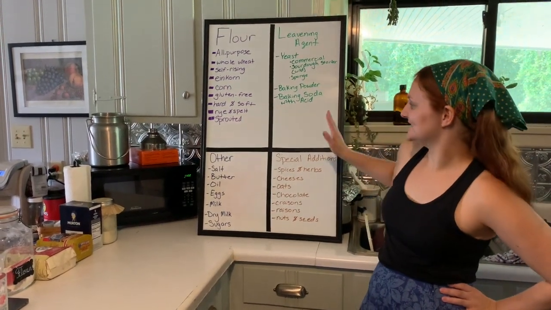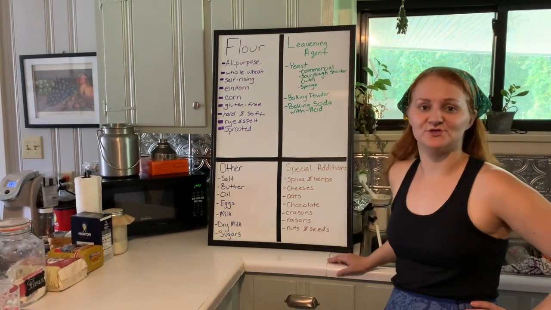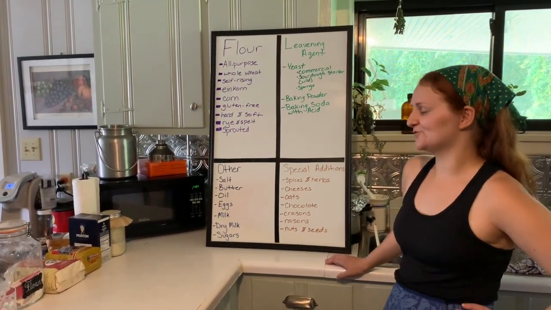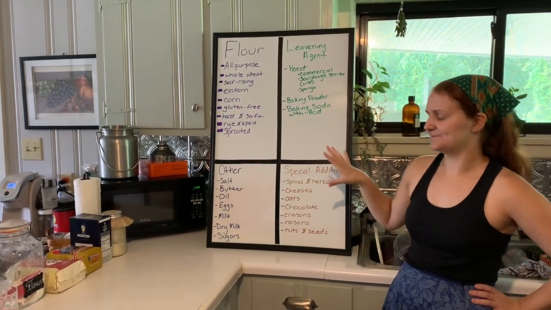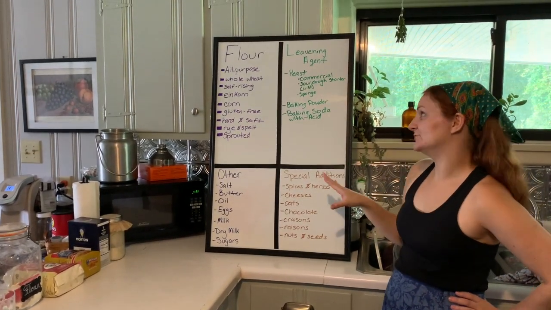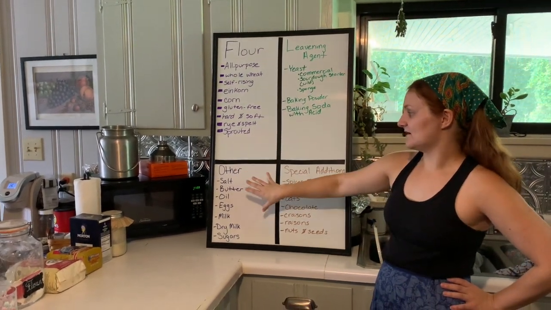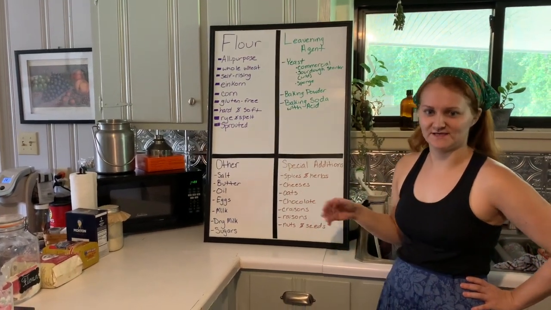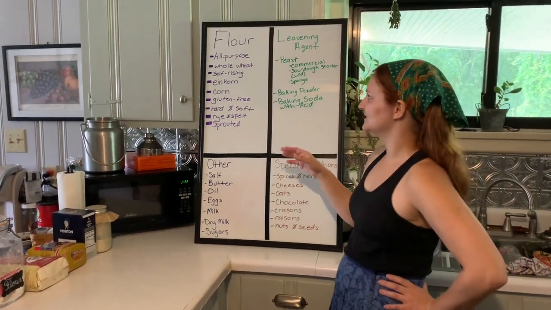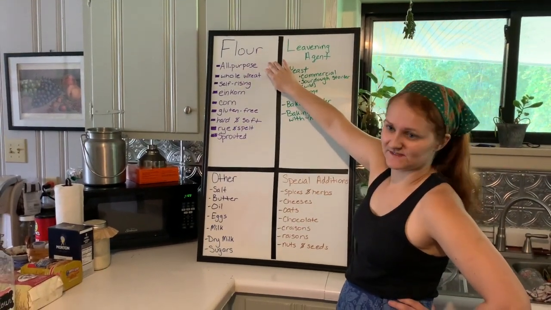Today we're going to go over the basics of bread making as an introduction to our future bread making videos. So first we're going to go over the basic ingredients that you would need for a bread recipe, right? So we have 4 categories. We have flour, a leavening agent, other, and then special additives that you can put to make your breads a little more special. So we have the normal all-purpose flour.